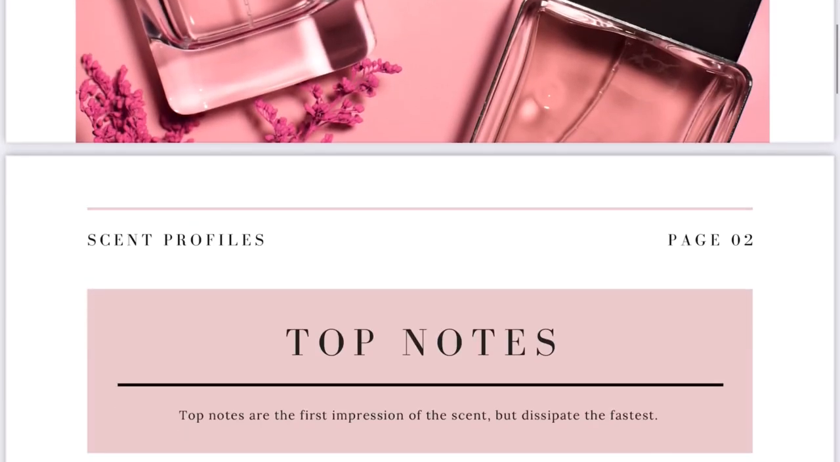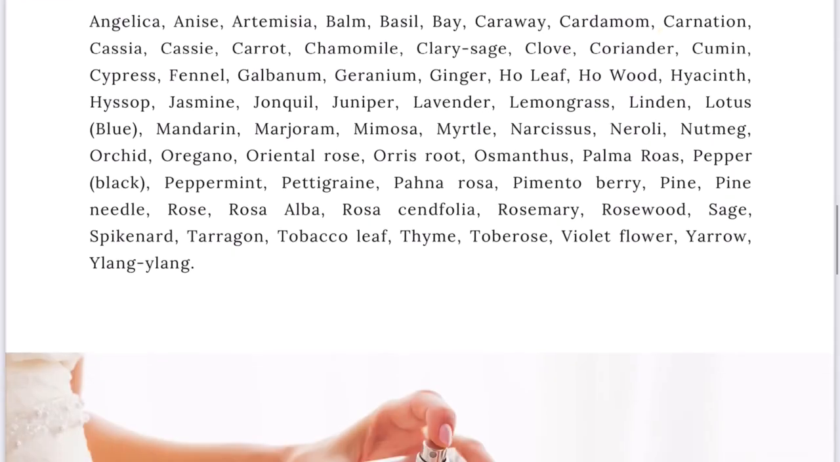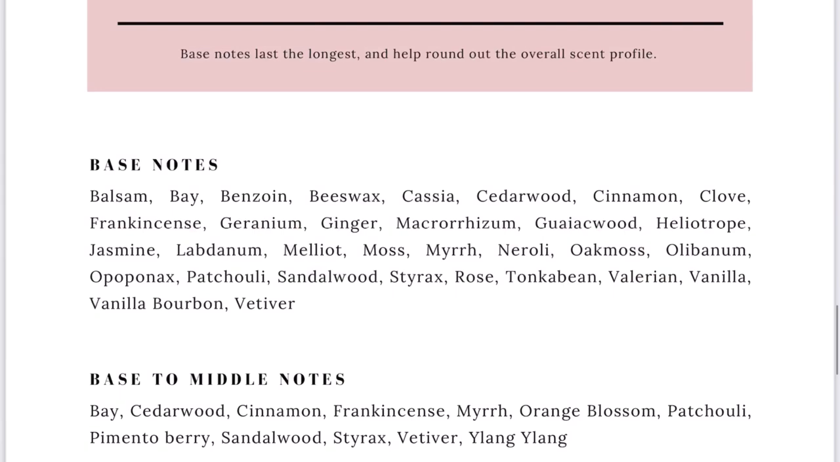To get a better understanding of how to mix fragrances and which ones to mix, we need to understand what makes up a fragrance blend. Fragrances are made up of three categories: top notes, middle notes, and base notes.